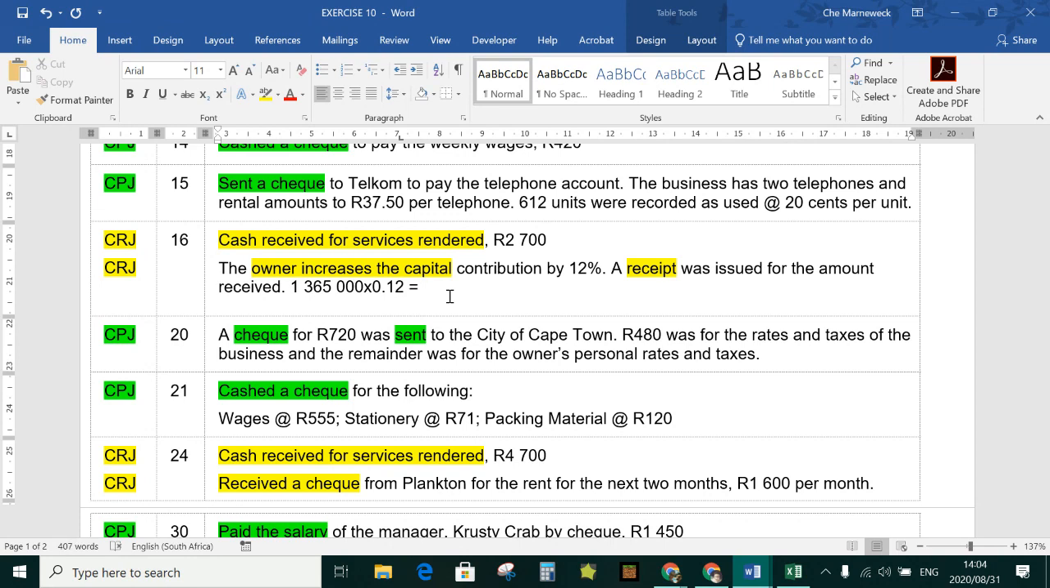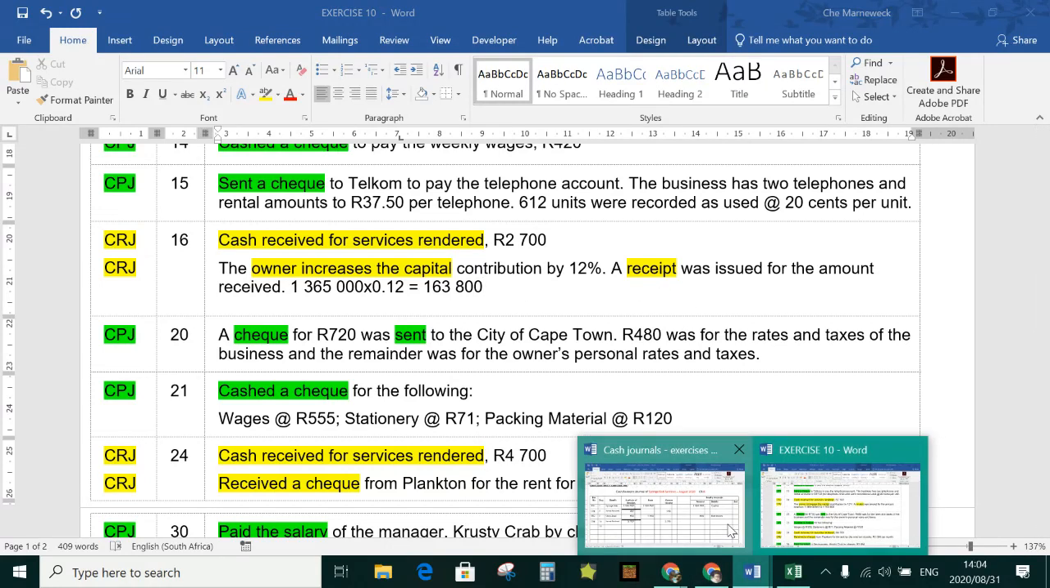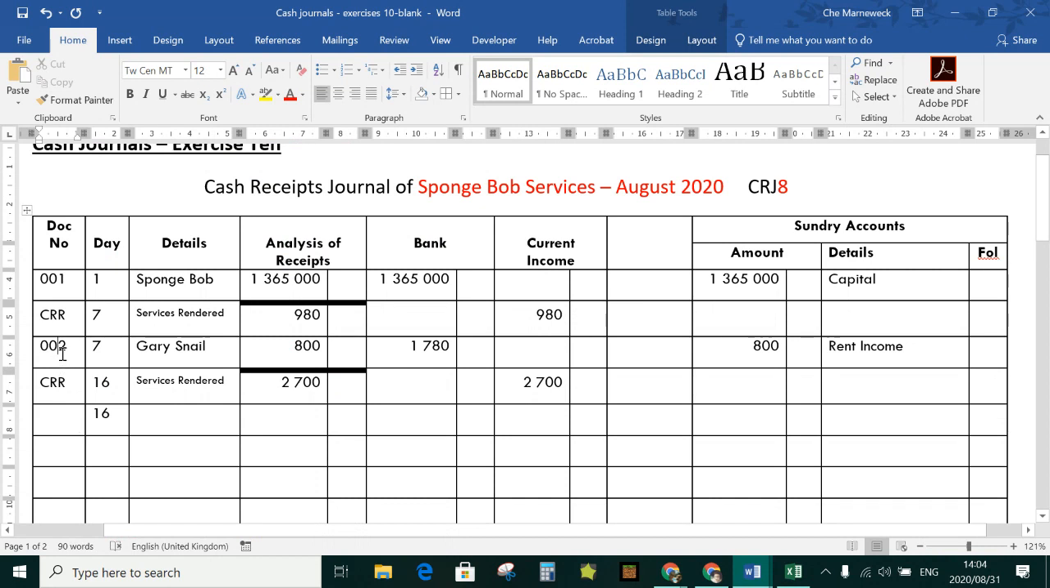And we should get 163,800. A receipt was issued. So, after receipt number 2,003, who is it from? The owner, we know their name, Sponge Bob. How much do they give? 163,800.